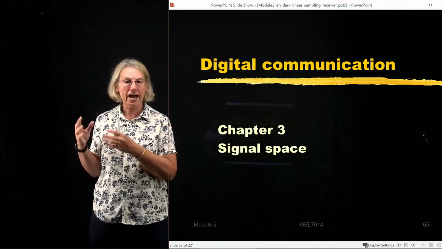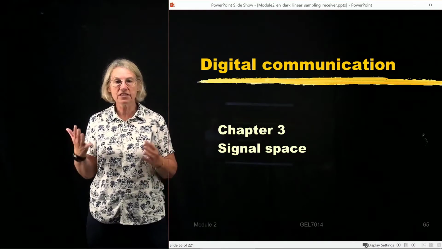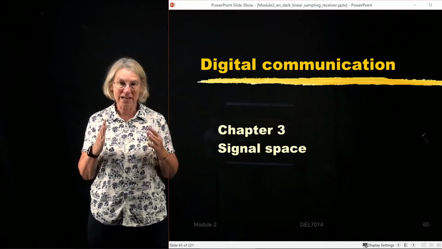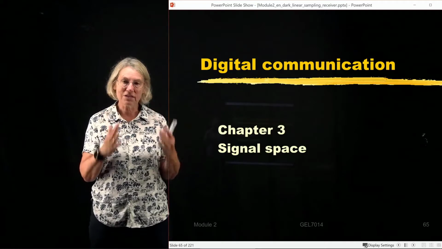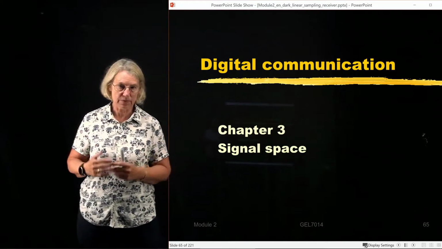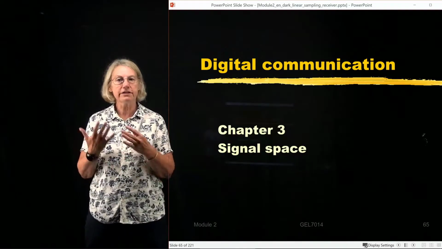We also looked at the matched filter being the form of the filter in the linear receiver, so that the best strategy was to match the receiver filter to the shape of the symbols being transmitted. So these were two key ideas that we wanted to get out in the front very early.